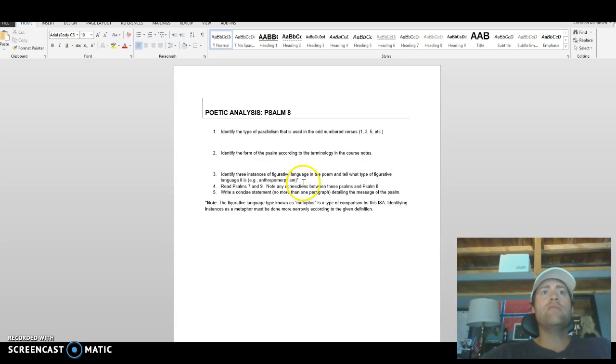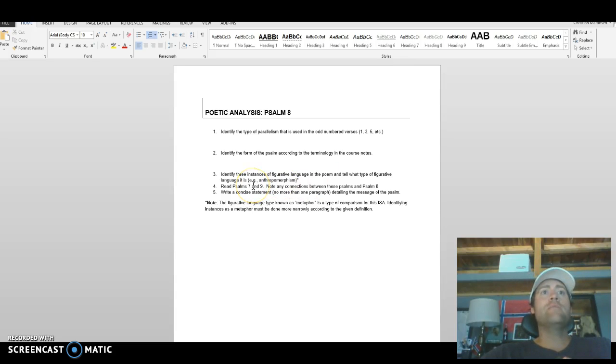And then identify 3 instances of figurative language in Psalm 8 and tell what type of figurative language it is. So an example, anthropomorphism is a type of figurative language. I want 3 different kinds of figurative language. So don't just show me 3 different types of anthropomorphism. There's tons of figurative language in pretty much every psalm, but in this psalm in particular. So show me 3 different kinds of figurative language in this psalm and tell what type it is. And then also a good idea to say why, in case you're wrong. I'll give you partial credit for that too.